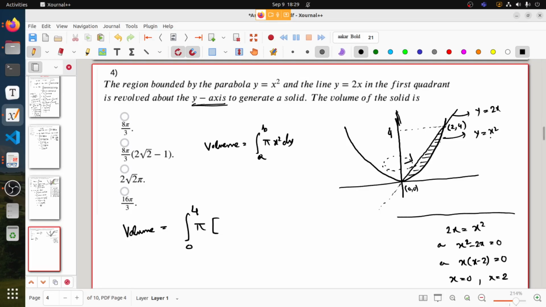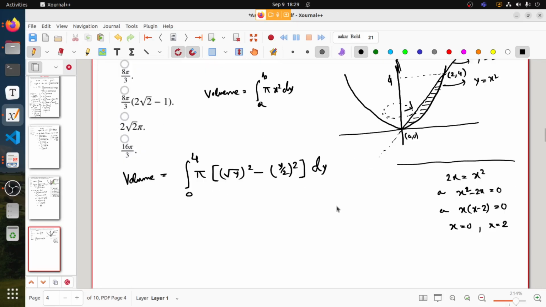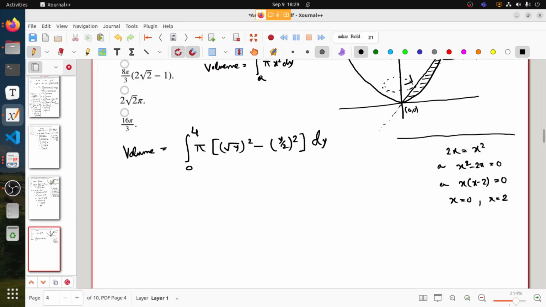So you put x equals root y, this whole square, minus x equals the second curve, y by 2 whole square. Now you have to integrate with respect to y, because this time it revolves about the y axis. This will give the volume generated by revolving this area. So what will this be? 0 to 4, pi will come out.